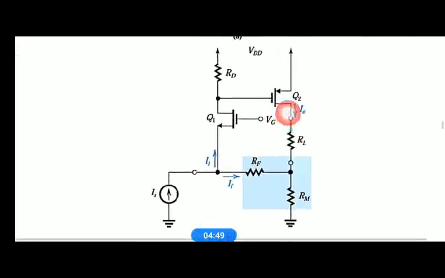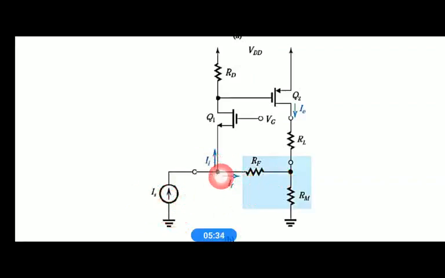An example of this type of topology is given here. IS is the current source which we are applying at the source terminal of transistor Q1. At the source we also connect RF, which is the feedback network from the output. So the output current is taken from the output to the input, where we connect a resistor RF, which forms the feedback network.